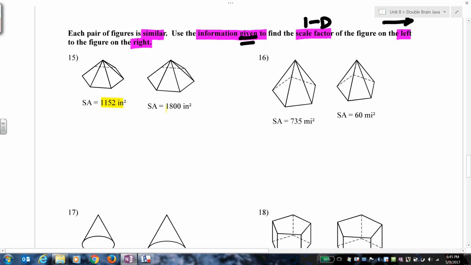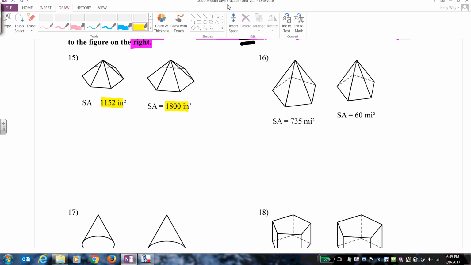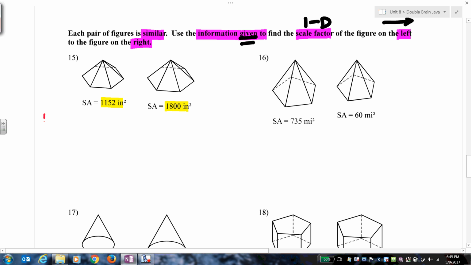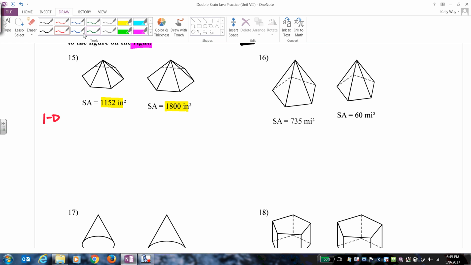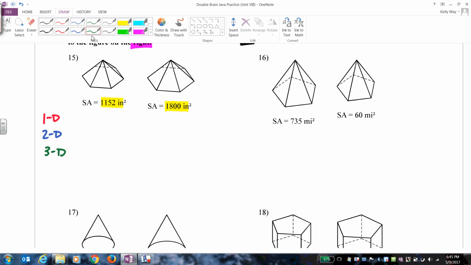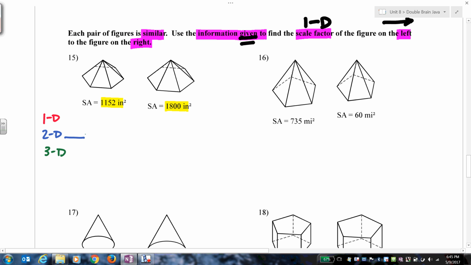What's been given here is the surface area. Let's determine we have one dimension, two dimensions, and three dimensions. If we're going to work in surface area, that means we're going to have a two-dimensional ratio because of area.